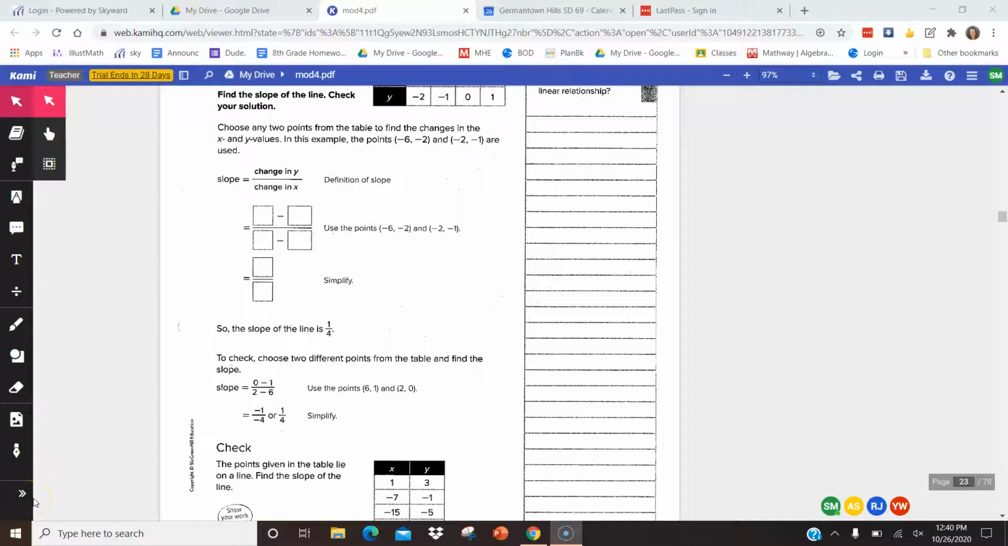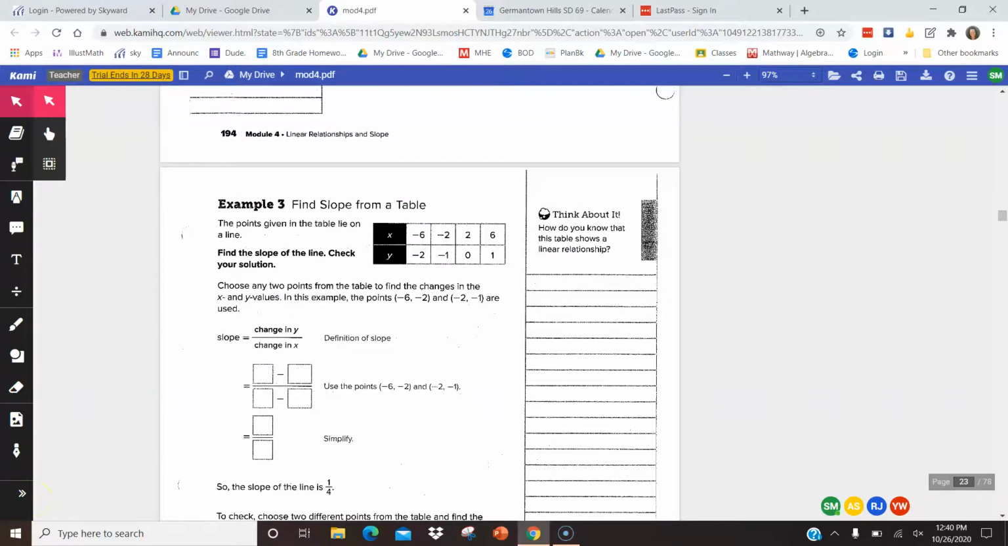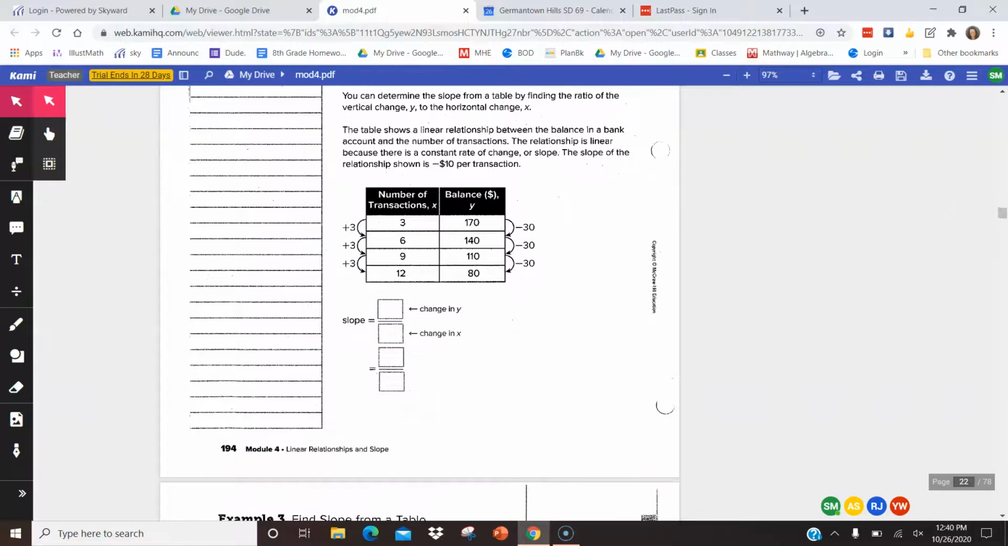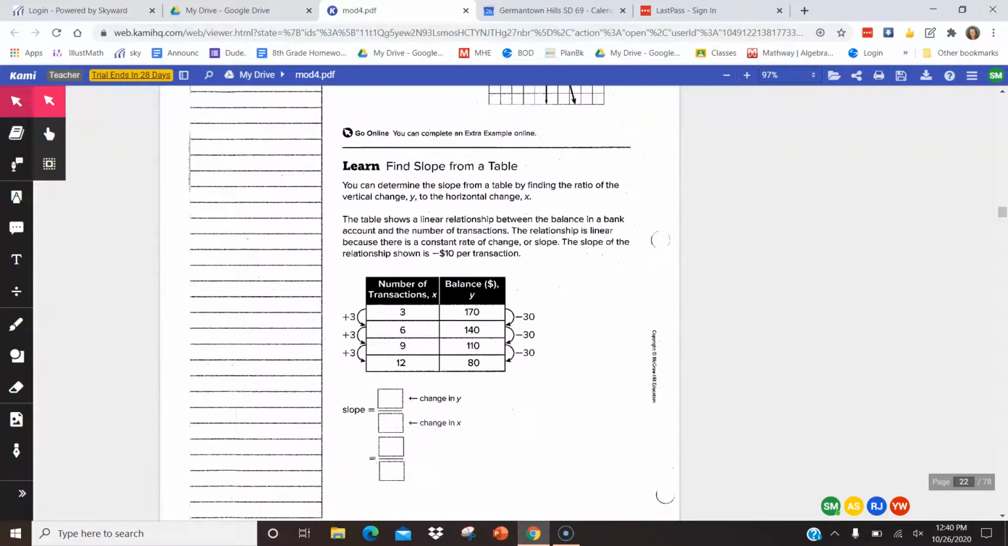Okay, greetings. I'm going to finish up showing you how to do module 4.2, and it is on finding the slope of a line and dealing with the slope of a line. And one of the things that I might be refreshing your memory on, hang on for a second.